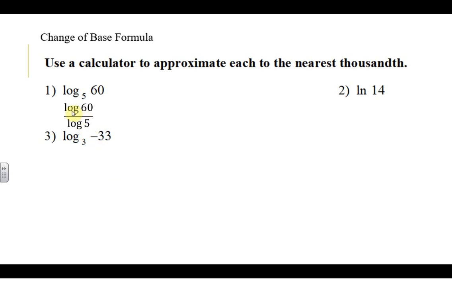It's kind of like dropping the base. So you get the exponent out that you can raise 5 to get 60. That's what it will look like in your calculator.